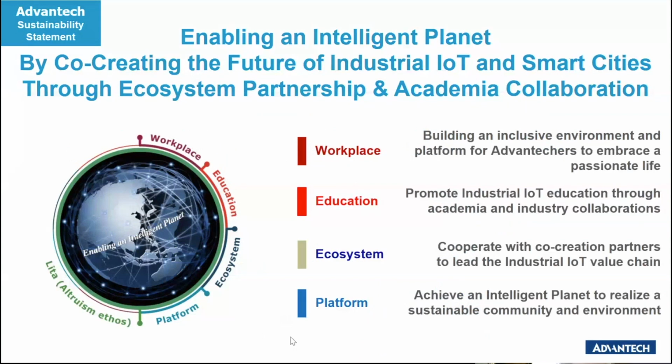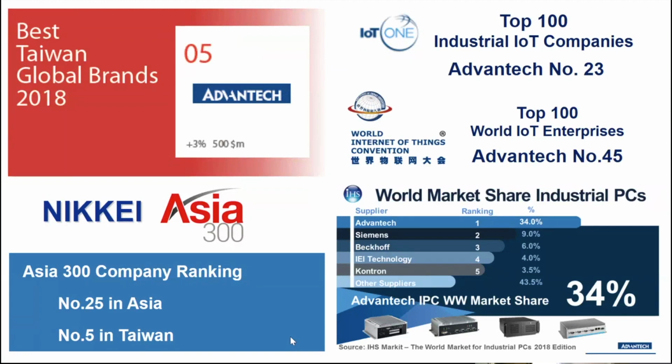As I mentioned, our mission is to enable an intelligent planet. We co-create the future of industrial IoT and smart city through ecosystem, partnership, and academia collaboration. We collaborate with workplace, education, ecosystem, and platform. Advantech is number 5 among the best global brands in 2018 in Taiwan, and in Asia, we are number 25. In terms of market share for industrial computers, we have about 34%, and we are number 1 in the world.